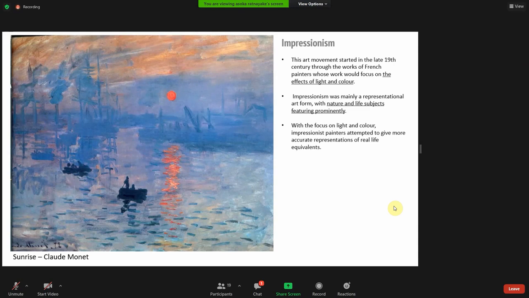Like in this painting, it is sunrise. When the sun rises over this river, he has quickly captured the light and the color, the shades of orange here in the upper part, and the orange patch of light over the river. He has very quickly captured the sunrise.